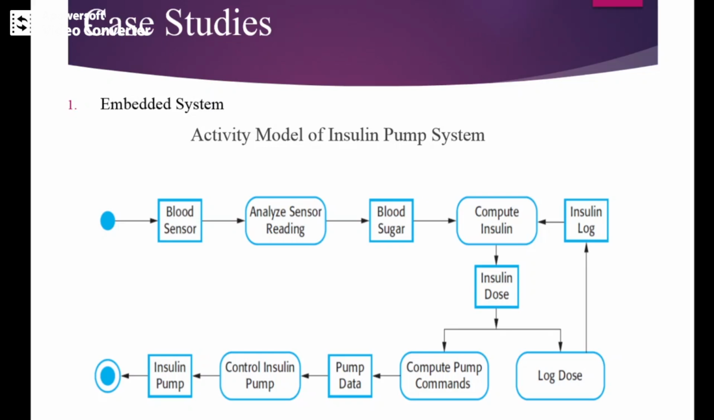So we have some hardware system here, and to control that hardware system you have built the software. That's why it's an embedded system. Now this blob, a filled circle, indicates the initial state. And the final state is this one. Can you see here? A filled circle inside another circle. That is the final state.